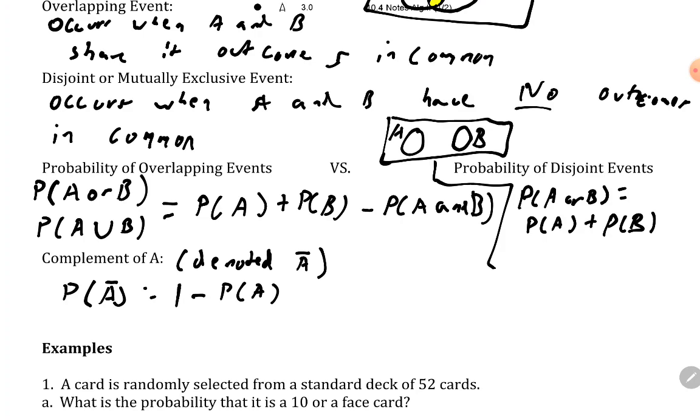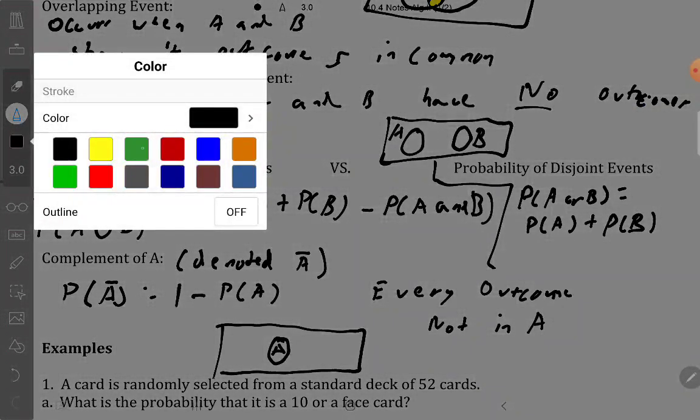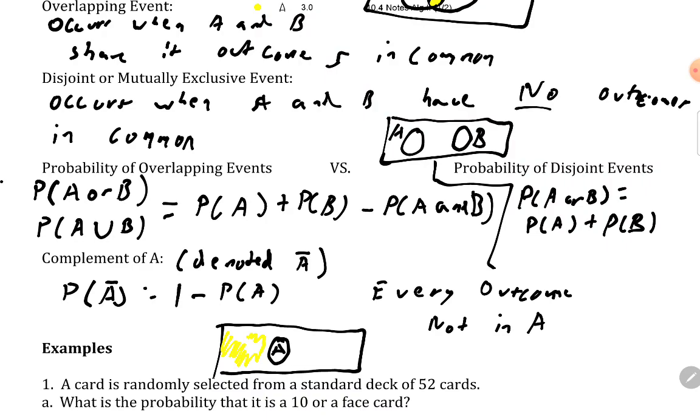So the probability of drawing a jack of diamonds, for example, is 1 out of 52. The complement of that probability would be everything but drawing the jack of diamonds. What I'm saying is every outcome not in A. So let's say this is my sample space here. Here's A. The complement would be everything outside A.